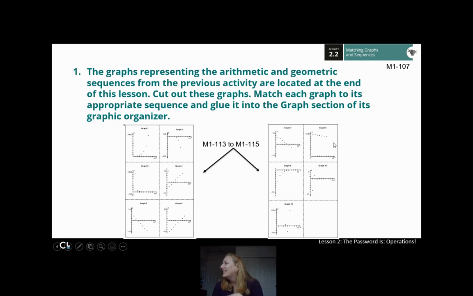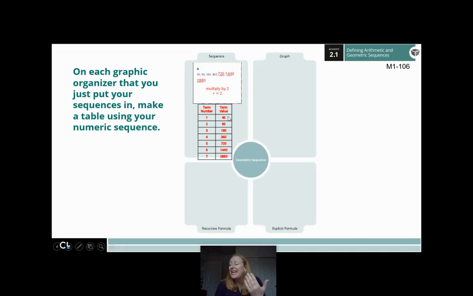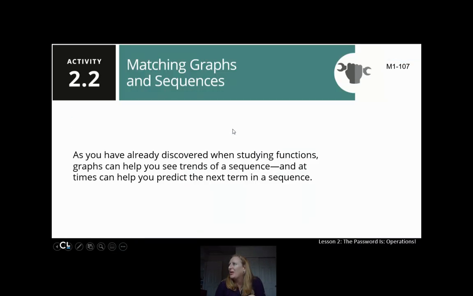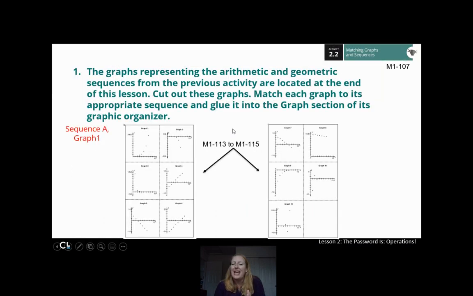Decreasing, that's bad. Decreasing, no. This one's increasing, but again, it has a whole bunch of negatives. I don't want, there were no negatives in sequence A. This one's going up and down and bouncing around all over the place. This one's also bouncing around all over the place. Guys, I think we've narrowed it down to sequence A needs to be with graph 1. It's increasing and there's no negatives, right? Because if we look at our sequence, it was increasing and everything was positive. It just kept going up and up. So that means that sequence A goes with graph 1.